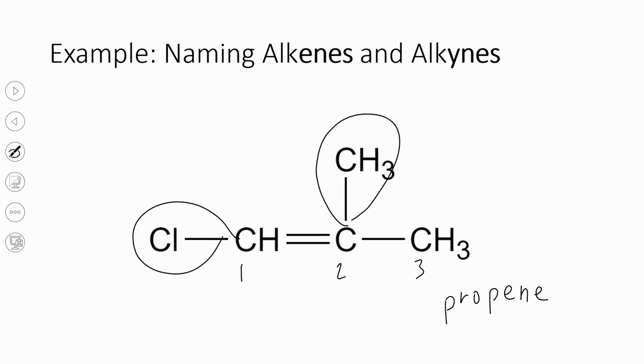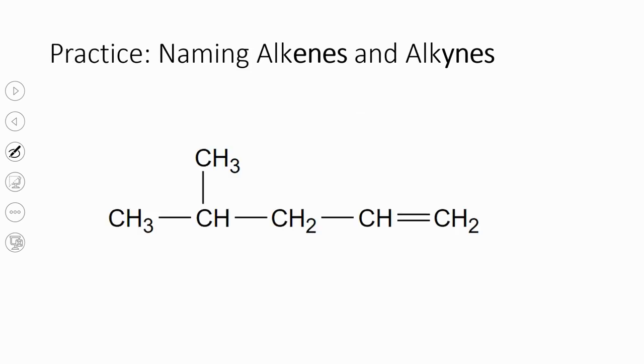So chloro is going to come first alphabetically. So we've got 1-chloro, oops, 2-methyl. And then I need to say where my double bond is. This would be at the 1 position. Okay. All right, go ahead and try this one.